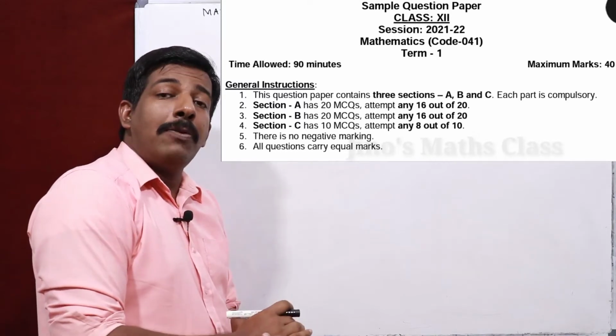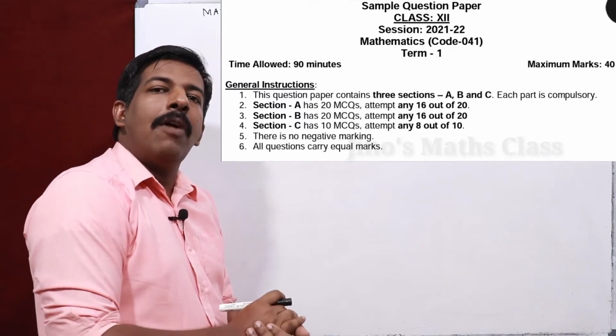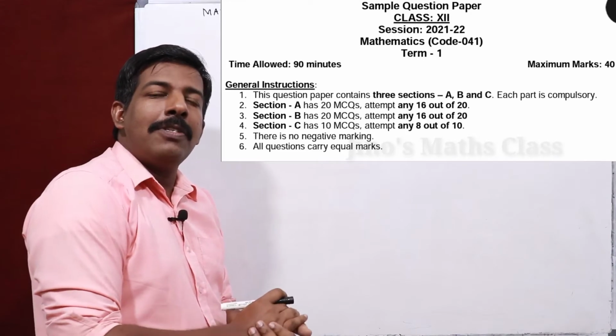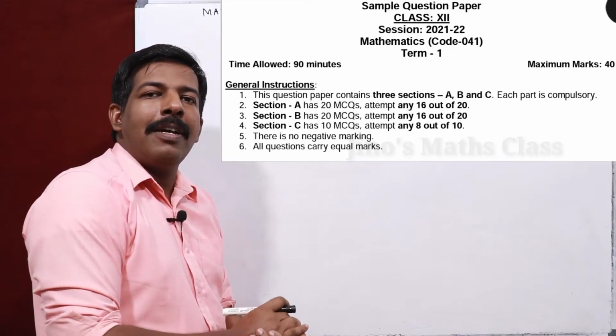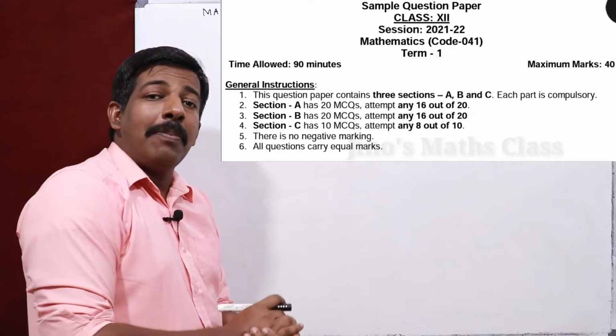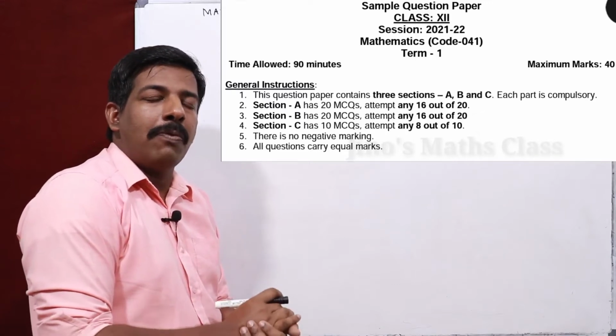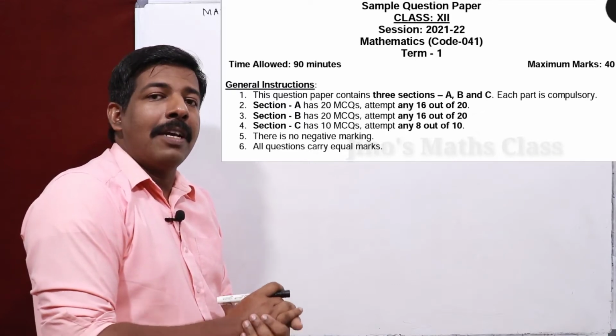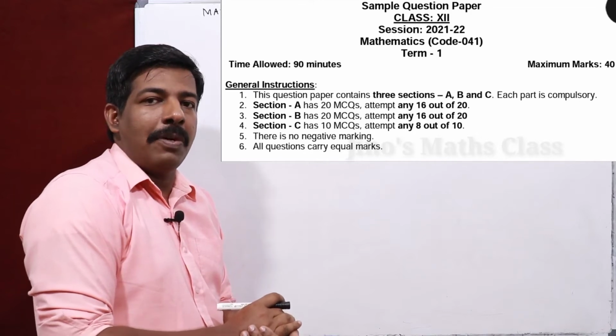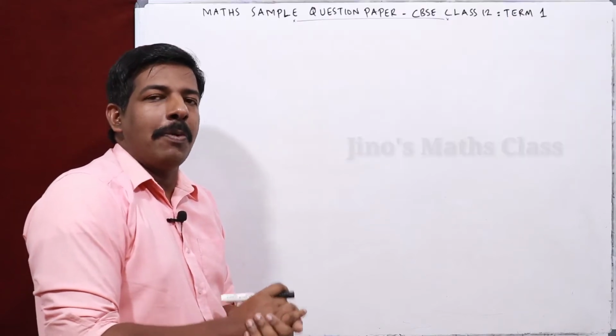So that means we have to answer 40 questions out of these 50, and each question is having only 1 mark and there is no negative marking. That means the total mark is 40 and the time allotted is 90 minutes, that means 1.5 hours. So let's move to question number 1.